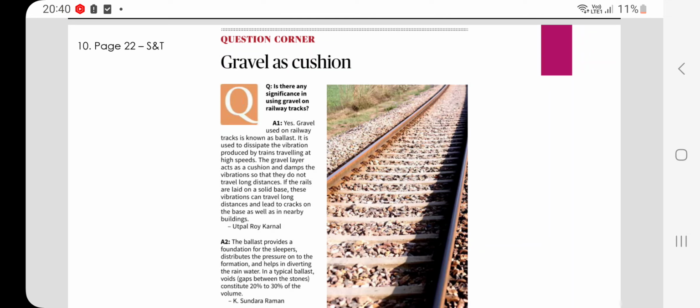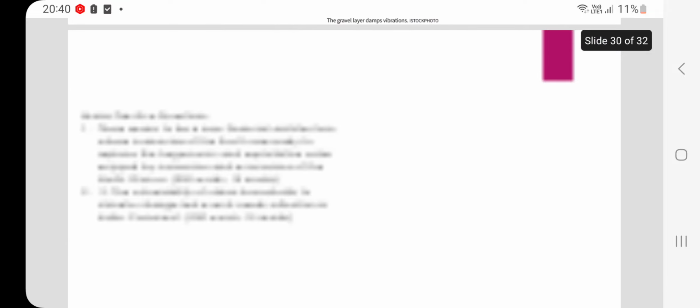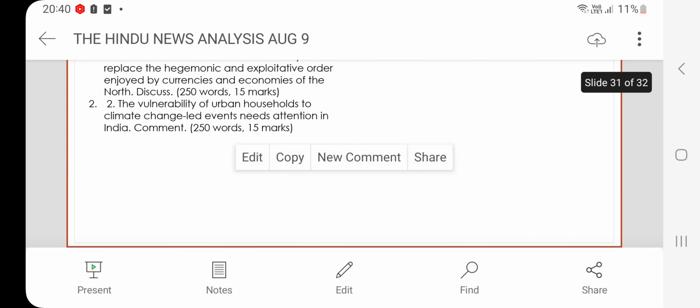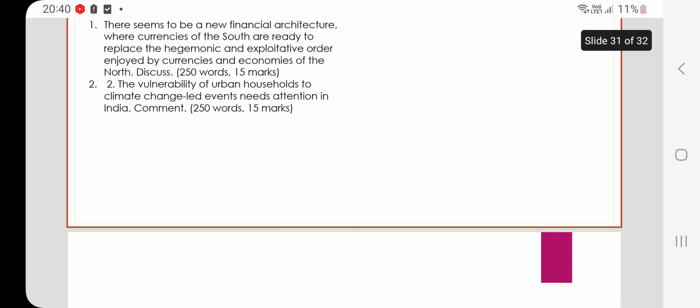Next, the last final slide talks about the mains practice questions for today's articles. That is, there seems to be a new financial architecture where currencies of the South are ready to replace the hegemonic exploitative order enjoyed by currencies and economies of the North. Discuss in 250 words. Second question is, the vulnerability of urban households to climate change led events needs attention in India. Comment in 250 words.